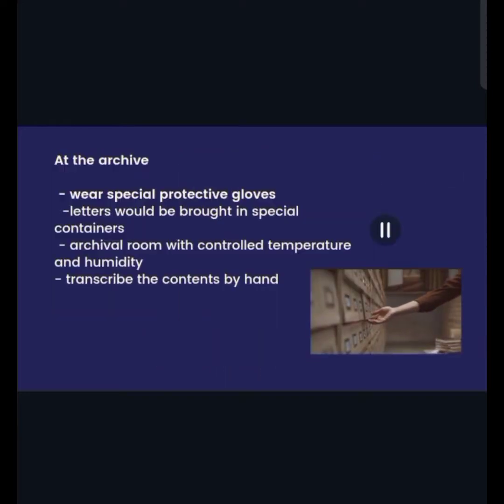At the archive, you would wear special protective gloves so that the oil from your hands would not harm the fragile paper, and the letters would be brought to you in special containers. You would read them in an archival room where the temperature and humidity were controlled. You might be allowed to photocopy them. In that case, you would have to transcribe the contents by hand.